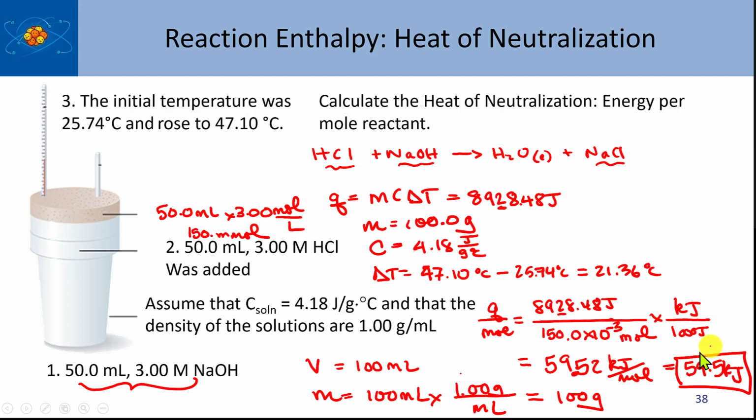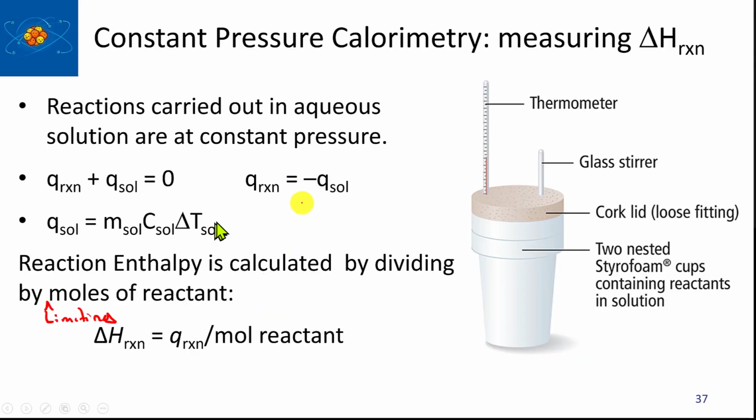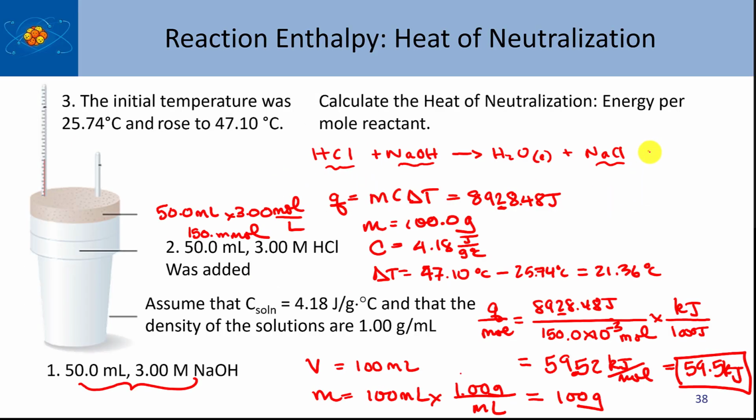But Q of the reaction, going back to here, right? Q of the reaction is negative the Q for the solution. So my thermochemical equation, I would write delta H is equal to negative 59.5 kJs. And this is for 1 mole of HCl or 1 mole of NaOH. So you could write per mole here, but oftentimes it's left off if it's written with the balanced chemical reaction.